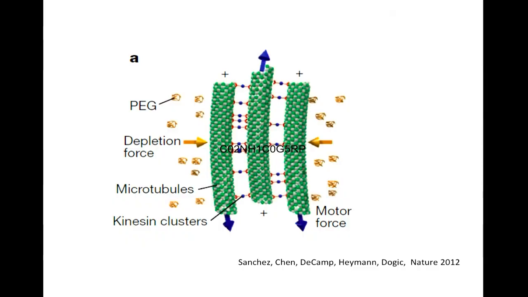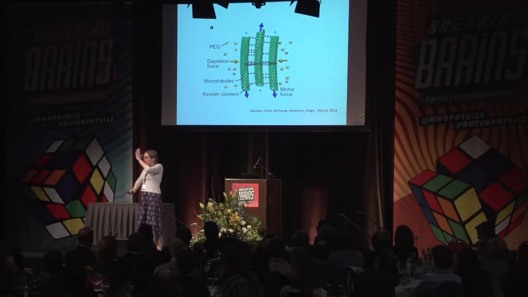And the motors he used had two heads. So they bridged between the microtubules. And then what's going to happen if they start walking is if they walk in the same direction along a microtubule, nothing's going to happen. But if they walk in different directions, these microtubules are going to be pushed relative to each other. And this is an active system. You put in ATP, that's the chemistry. The motors essentially use the ATP to move, and they push the microtubules relative to each other.